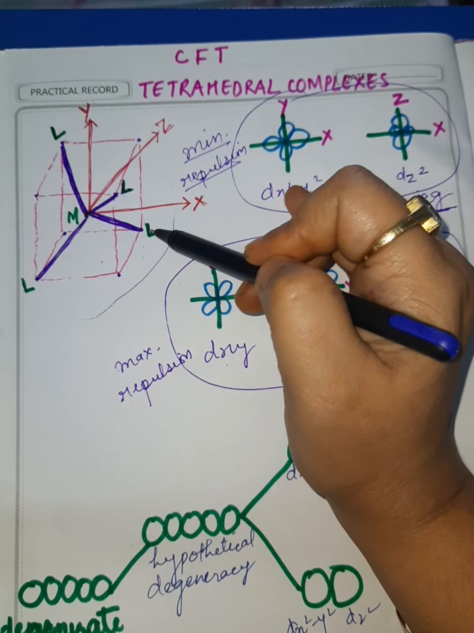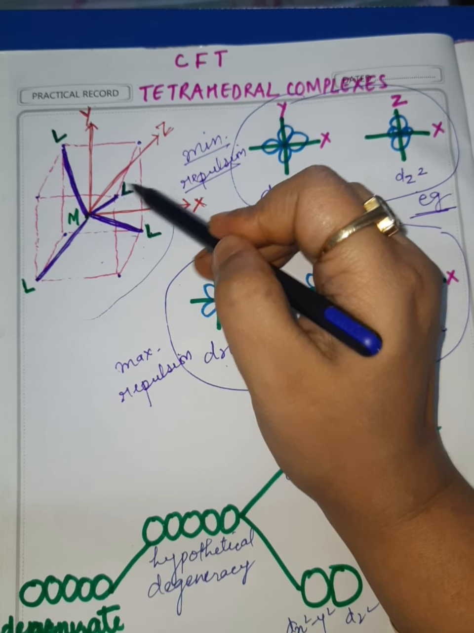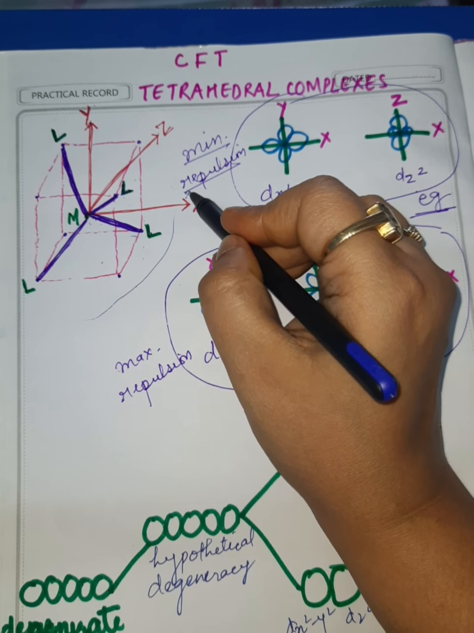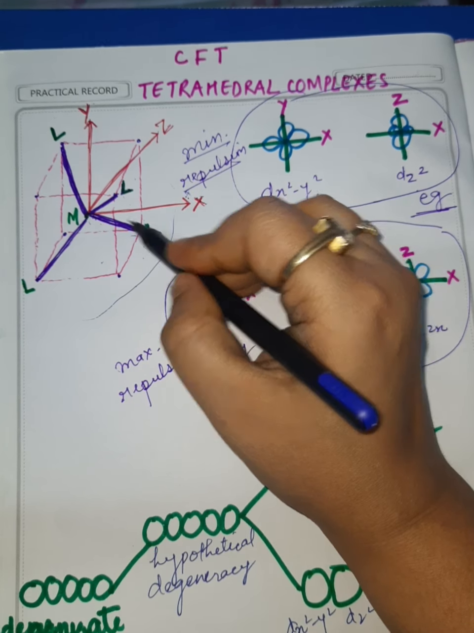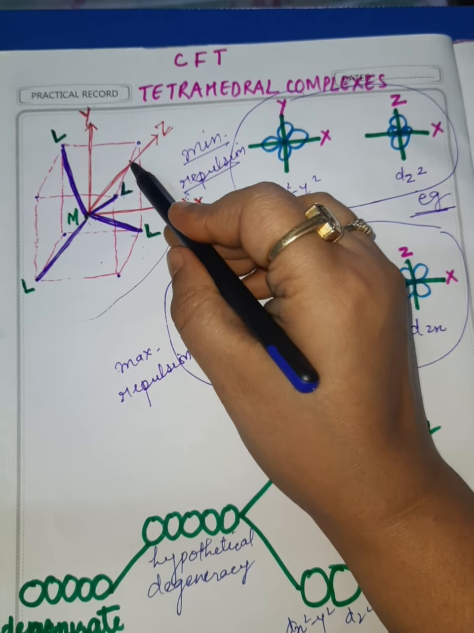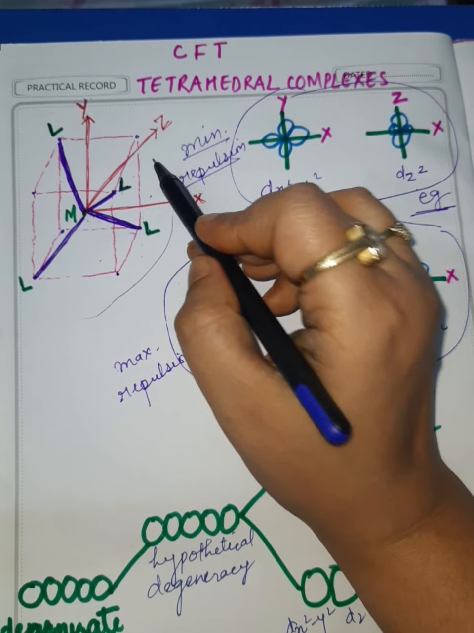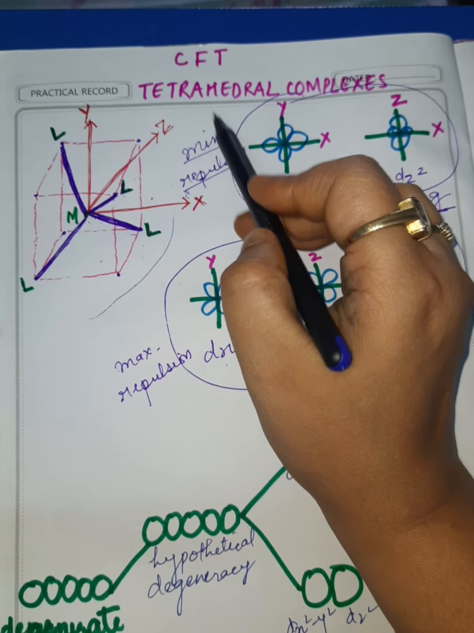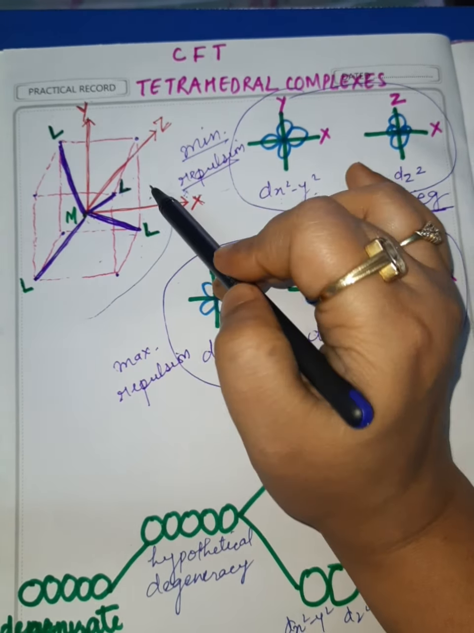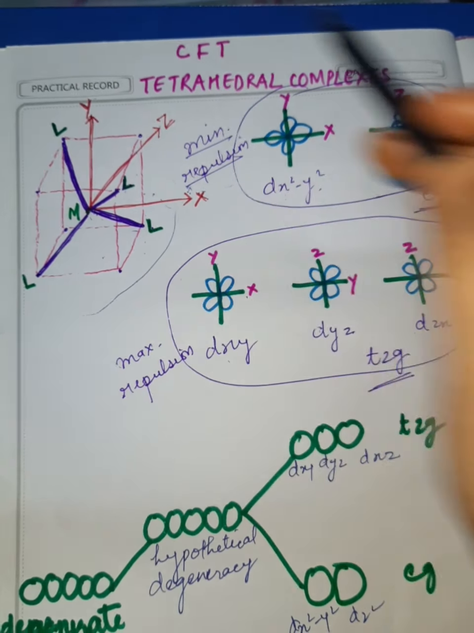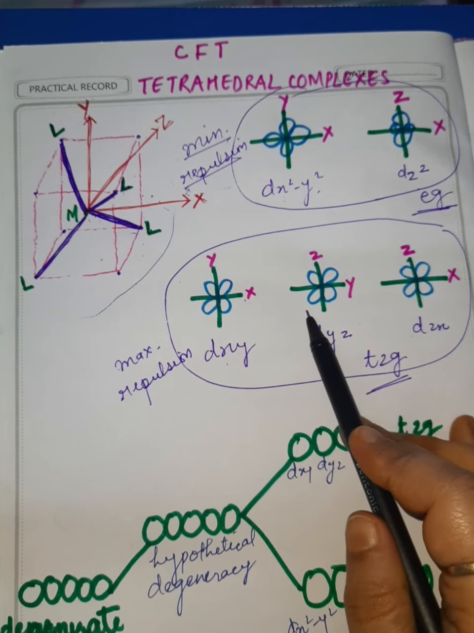So you can see here that ligands are approaching the central metal atom not along the axis. No, not along the axis. They are approaching from the space in between the axes. It is just opposite to the octahedral complexes. In the octahedral complexes, ligands approach along the axis, but in tetrahedral they are approaching from the space between the axes. Now look at the diagram of the d orbital.